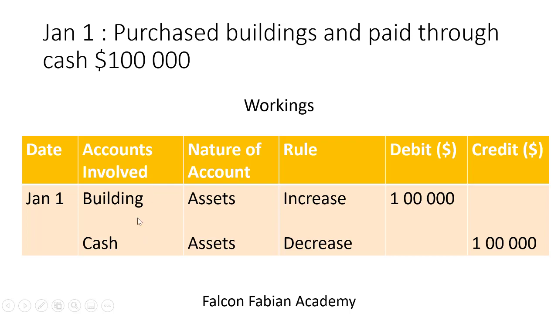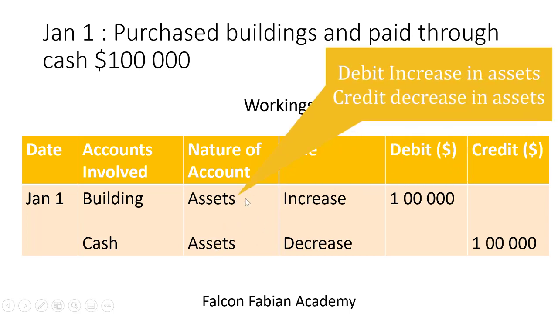Do you remember the 5 categories? Assets, capital, liability, expenses, and income. Building is an asset. What are assets? Assets are resources of the business that would be used by the business again and again to generate revenue. Therefore, buildings is an asset, and cash is also a resource of the business. Therefore, cash would also be an asset. And the rule for asset was whenever there is an increase in the asset, it needs to be debited. And whenever there is a decrease in the asset, it needs to be credited.